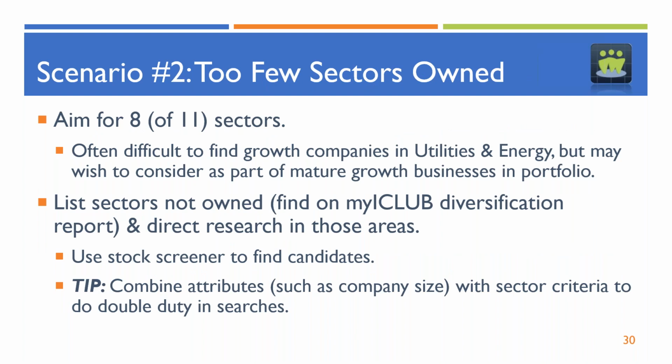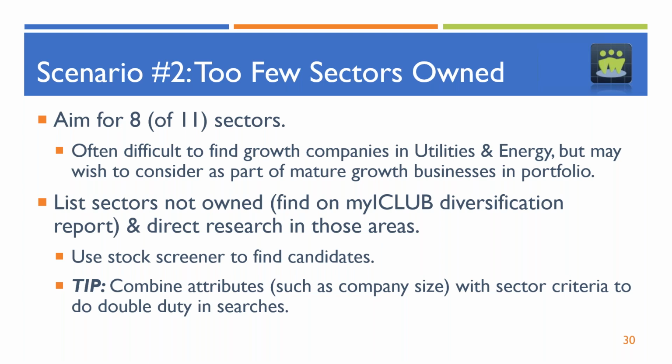Scenario number two, if you own too few sectors. Again, my target is to aim for 8 out of 11 sectors. Don't worry about utilities and energy unless you have some specific knowledge or you want to build a core portfolio with some mature growth businesses that aren't going to generate a lot of capital appreciation but may provide some dividend income. It's my opinion that most clubs don't need to worry too much about dividends. You should probably let the individual members invest in dividends in their personal portfolios and keep the club portfolio focused on capital appreciation as the primary form of return.